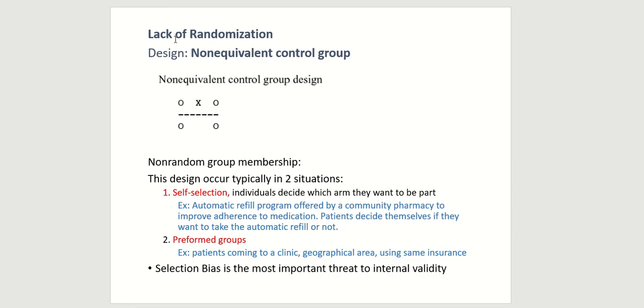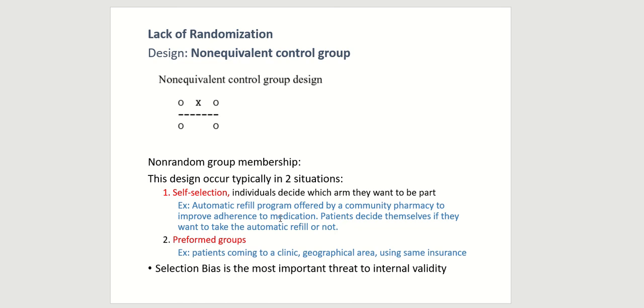If you do not have randomization, then it's the non-equivalent control group, and basically you have a control group but it's not randomized. This design occurs typically in 2 situations. When there is self selection, individuals decide which arm they want to be part of. An example here is the automatic refill program offered by a community pharmacy to improve adherence to medication. Patients decide themselves if they want to take part of it or not.